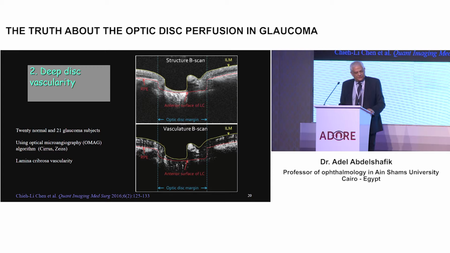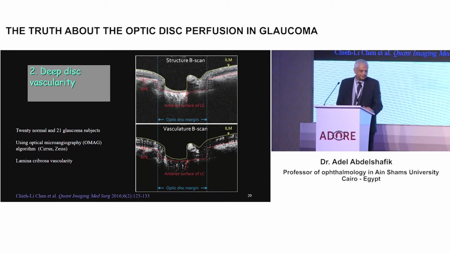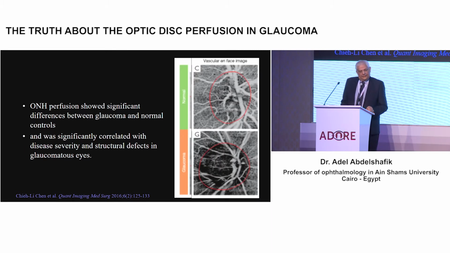Again, other studies checked the vasculature in the deep part of the optic nerve head. It was done here on 21 normal eyes and 21 glaucomatous eyes. They were checking the vascularity at the level of the lamina cribrosa. The upper picture is of a normal and the lower one of a glaucomatous eye. Optic nerve head perfusion showed significant difference between glaucoma and normal controls, and it was significantly correlated with the disease severity and the structural defects of the glaucomatous eyes.